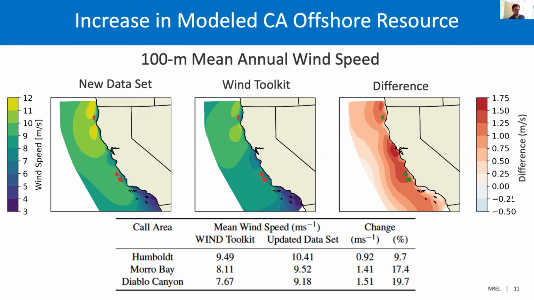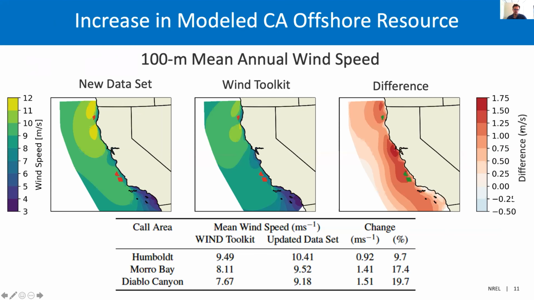So here we're comparing our new data set with the old data set in terms of the 100-meter mean annual wind speed. On the left is the new, center is the wind toolkit, and if we subtract one from the other, we get the difference. In this case, red means that we are modeling higher wind speeds with the new resource data set. And as you can see, it's pretty red across the board, especially in some of these coastal areas where we're seeing increases in the mean annual wind resource up to 1.5 meters per second.